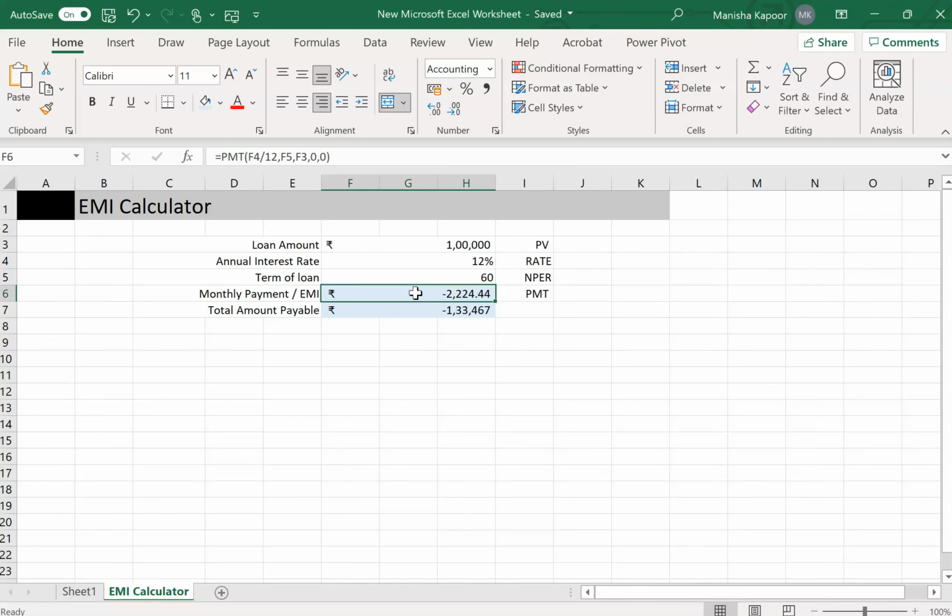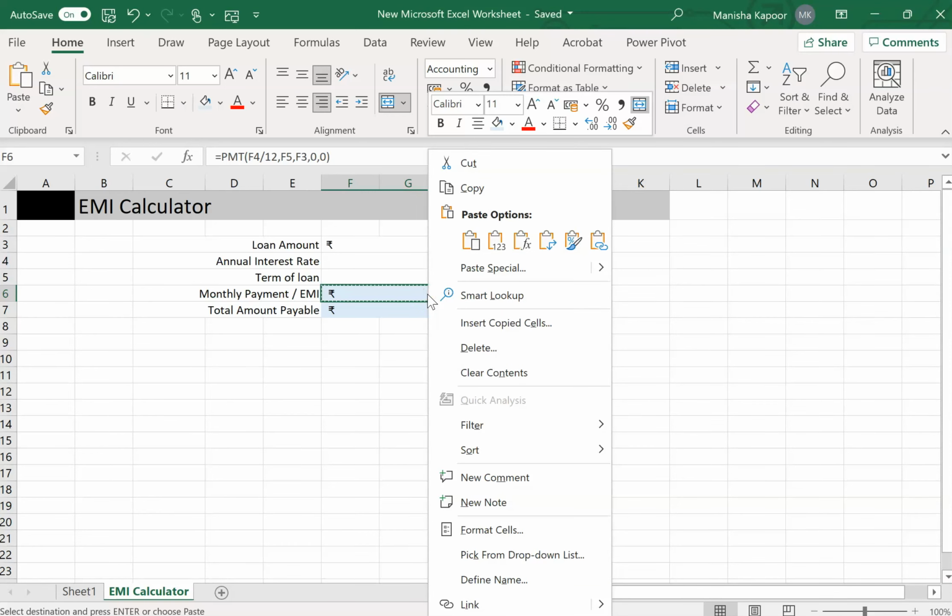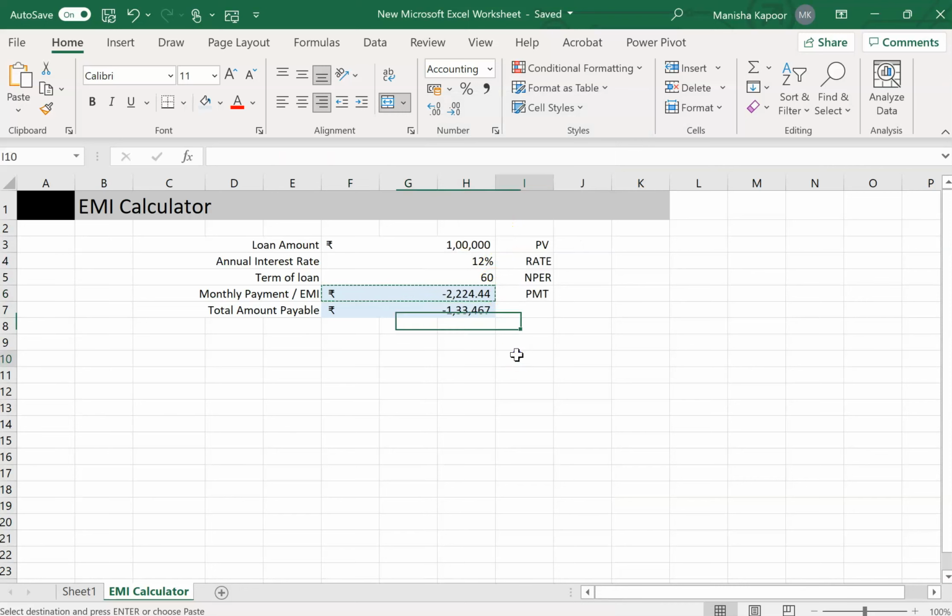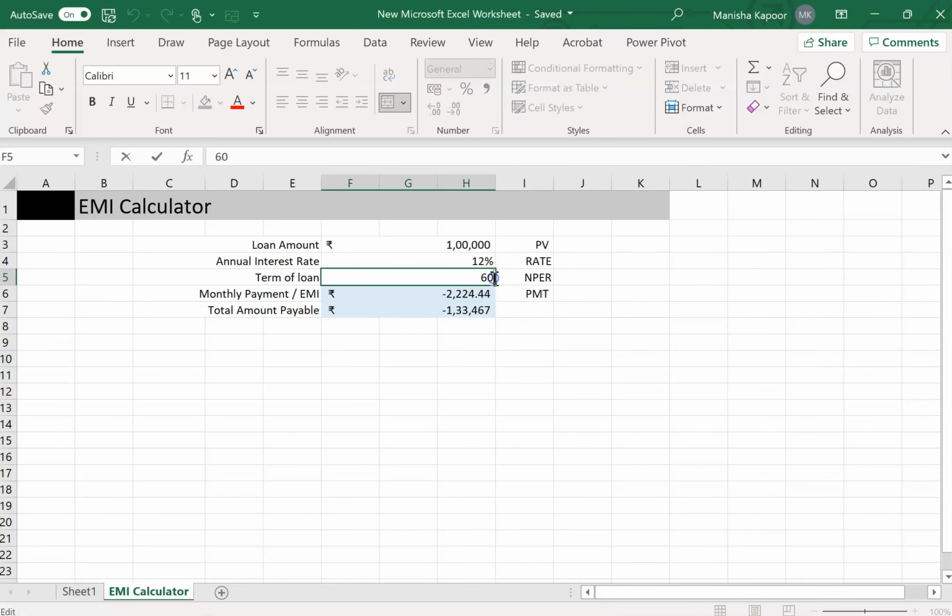Now I'm just pasting this not as a formula but as a value. Okay, so now let's say there's another situation wherein I have the term of loan, but I don't know the interest rate. I know that I have to pay the amount in 60 months, but I don't know what the interest rate should be. If I pay 2,224 as my EMI for 60 months, then what's going to be the interest rate?